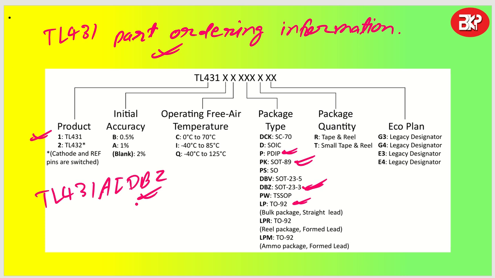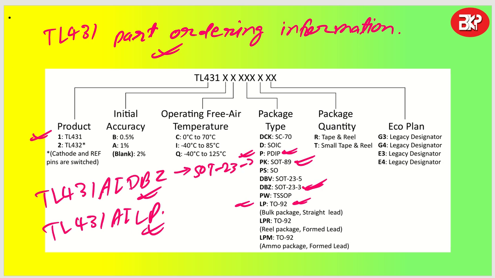If you want the TO92 package, I can have TL431 AI, and at last LP. This is how you will be using it. Sometimes people prefer the PD package, so just write P after AI. This is another part for the PD package. So this is SOT23-3, then this is TO92, and then TL431 AIP, which is my PD package. Good, so these are the 3 parts that you can utilize.